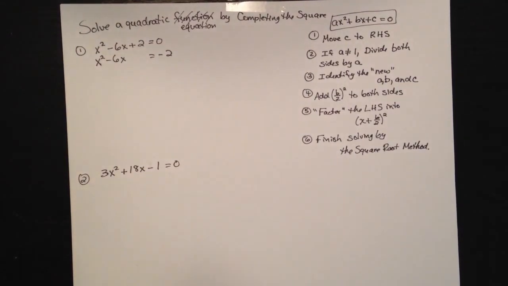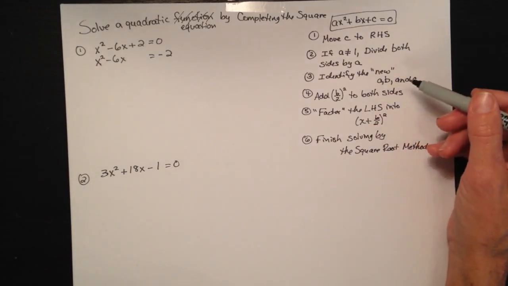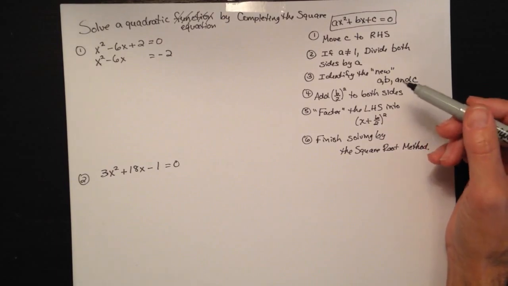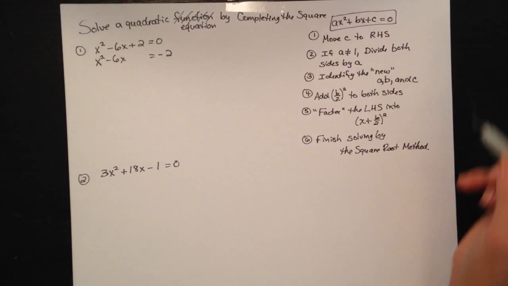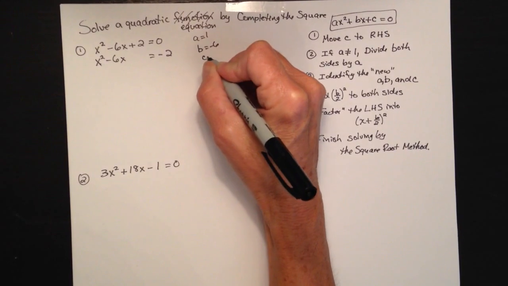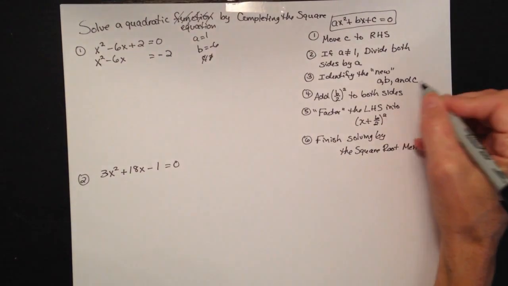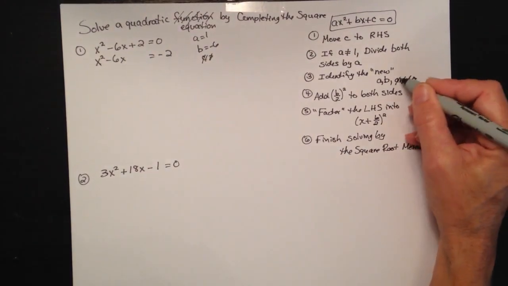Now step number 2 may be omitted if a is equal to 1. In this case, a, the leading coefficient, is 1, so we can omit step 2, skip it, and go on to step 3. Step 3 says identify A, B, and C. So A is equal to 1, B is equal to negative 6, and C is equal to negative 2. Really, I'm going to say just identify the new values of A and B. That's really all we need.